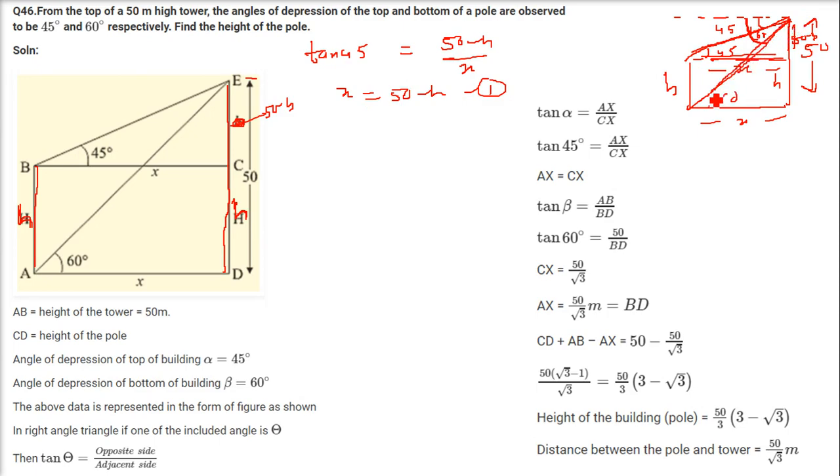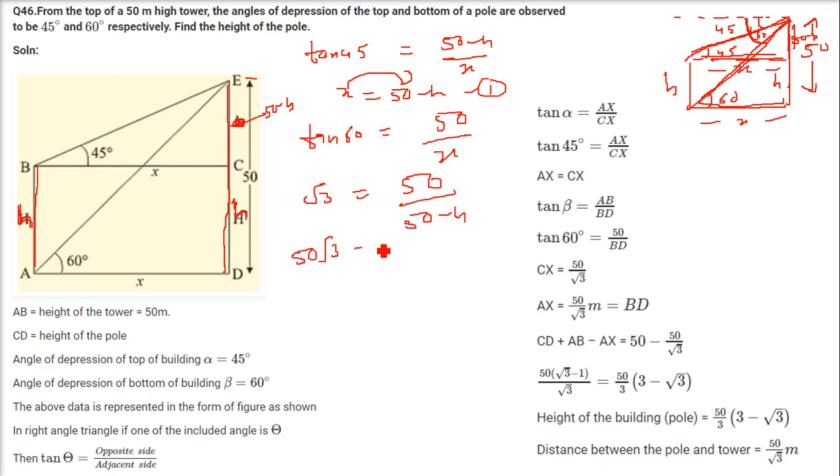Now let us come to this triangle. This will be tan 60, and because this is all 50, we can take directly 50 by x. So x equal to 50 minus h, tan 60 is root 3, and this is 50 by, I am putting x as 50 minus h here. Now 50 root 3 minus h root 3, I am multiplying root 3 with these two, equal to 50.